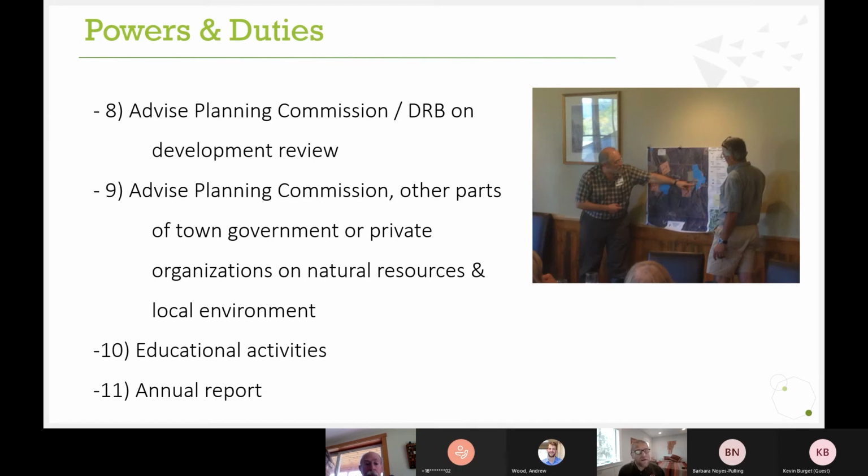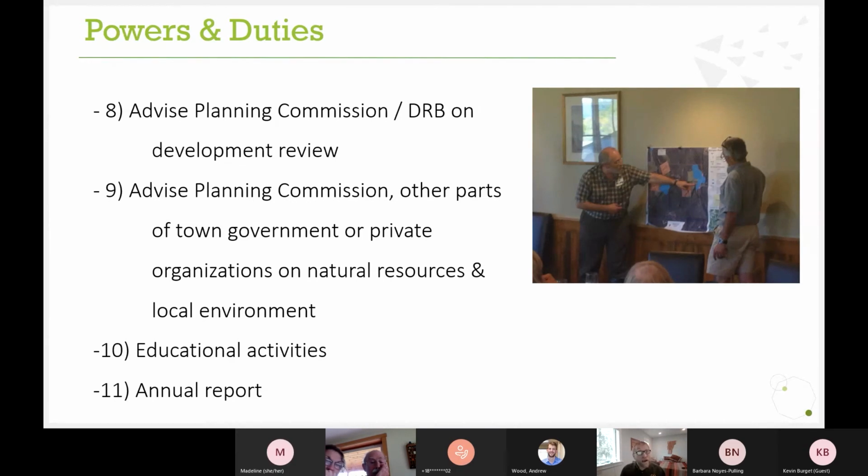I'd say this is one of the most important tasks of the Conservation Commission, and that relationship with the Planning Commission is hugely important. Here's a place where the CC can get involved in the town planning process, and Andy will talk more about that in the last section today.